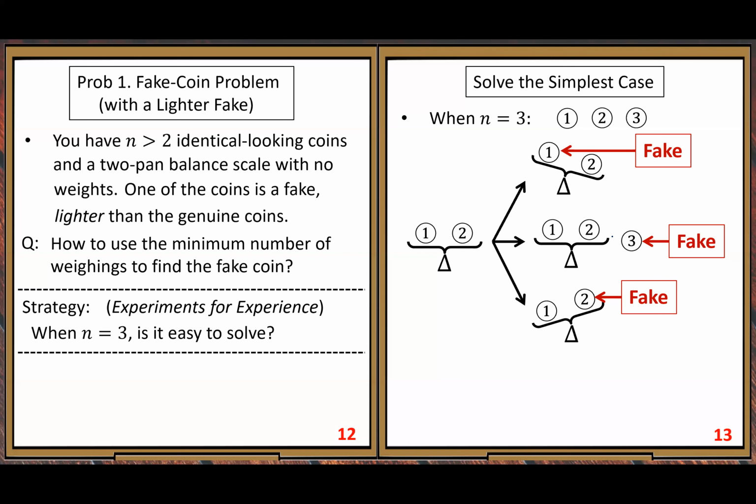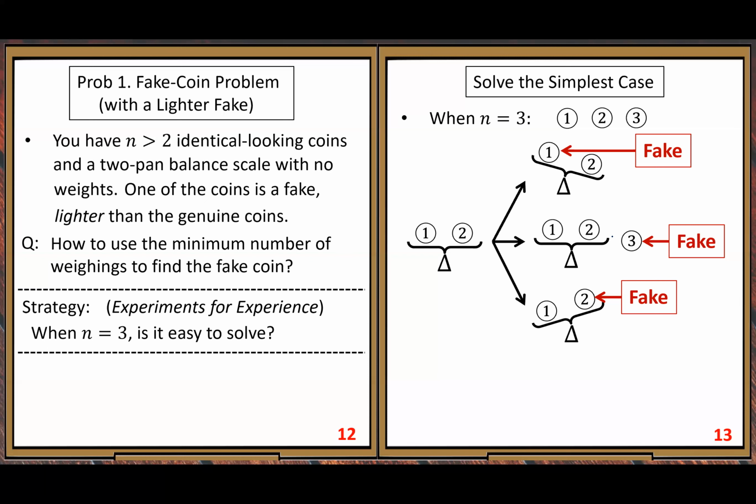After you study this first special case, it's very easy. I believe everyone in this class can do it. Suppose I assign you this problem, n equals 3: use 1 weighing to tell me which one is the fake. I believe everyone can tell me how to do it. Just do some experiments, then you will figure it out immediately.